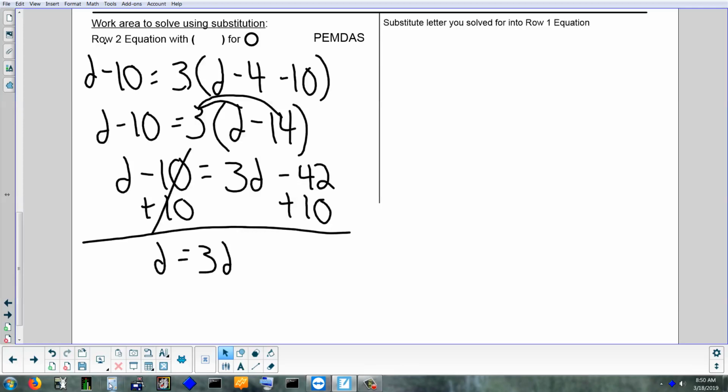So this means which number is bigger, 42 or 10? Ignore the signs. Which number is bigger, Garrett? 42. 42 is negative, right? I keep the sign. 42 minus 10 is going to be what, Garrett? Negative 32.